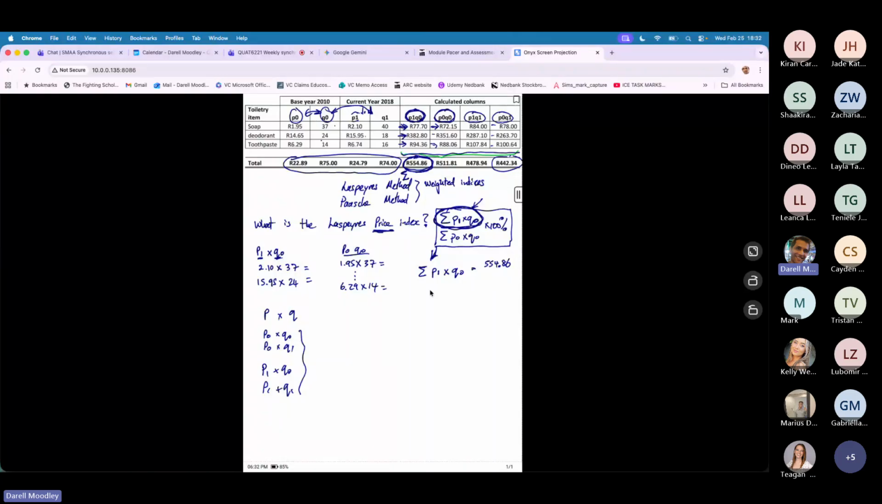Now let's look at the denominator. What value do you think represents the denominator? Can you write that in the chat? So I'm looking for this value here, sum P naught times Q naught. What is that value? I've done it here on the table. It's one of these three values here. Which value is it? Can you write it in the chat?